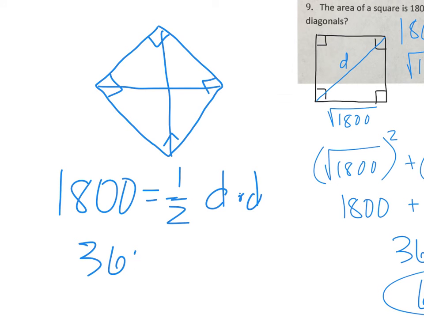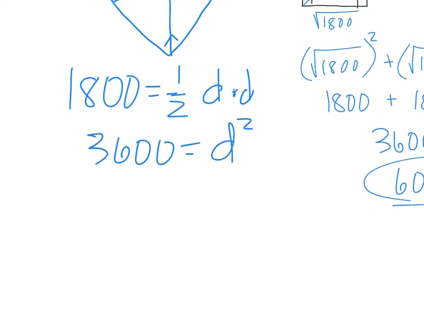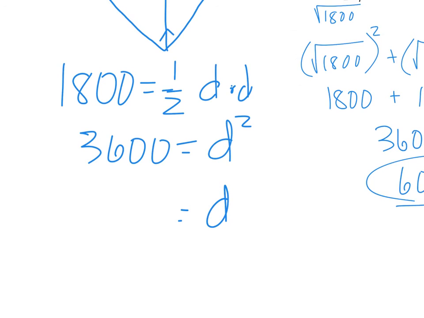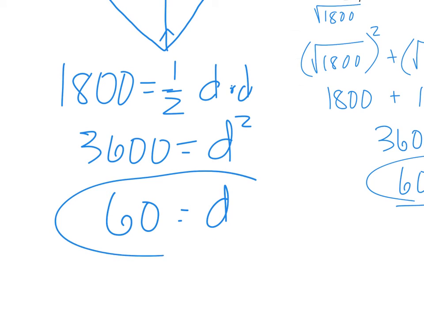Now, multiplying both sides by 2, I get a very similar thing to what I just did over there with Pythagoras, only with a lot less steps. But I still get the same diagonal.